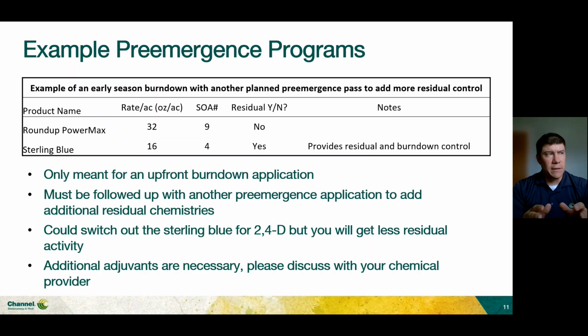So here's just an example of an early season burn down with another pass planned pre-emergence. Okay, so this is just a pass to kill what's out there basically, and maybe provide a little bit of residual depending on what chemistries you use. You'd use Roundup, 32 ounces, and then 16 ounces of a product like Sterling Blue. That's a generic dicamba. So you're going to have a group 9 and a group 4 in with that pass. The dicamba will give you a little bit of residual control, not a lot, but it will give you some.